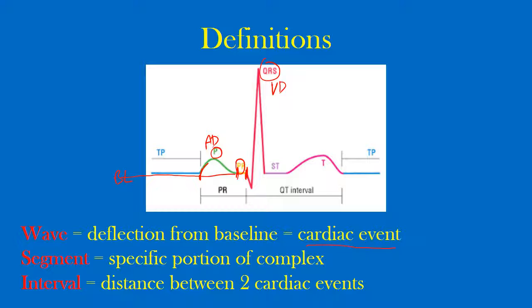Finally, we have an interval. And an interval is the distance measured as time occurring between two cardiac events. For example, the time interval between the beginning of the P wave, so as we said here, the beginning of atrial depolarization, and the beginning of the QRS complex, here in red, which is the beginning of ventricular depolarization, makes up an interval. Specifically, this is called the PR interval.